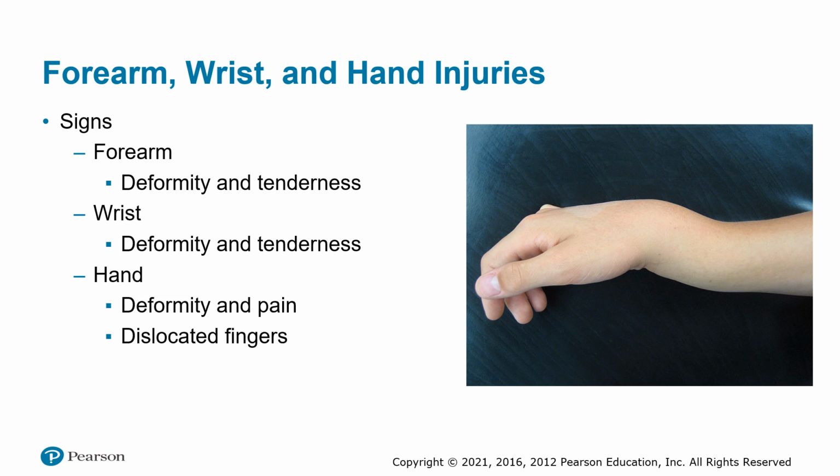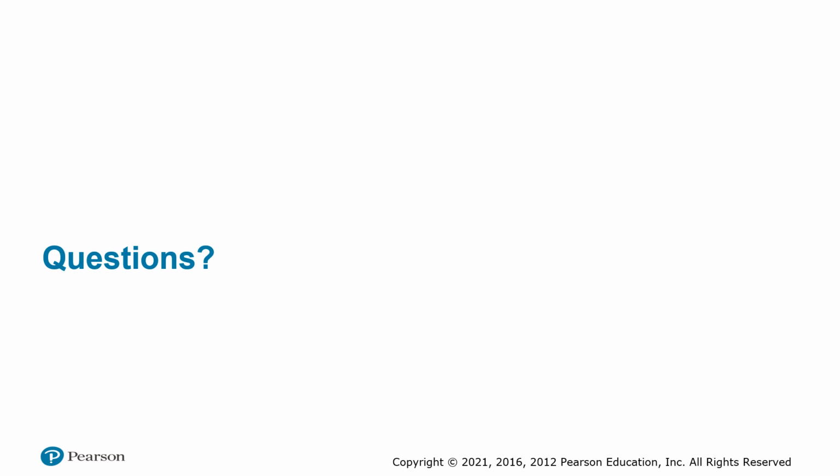Forearm, wrist, and hand injuries. So signs, again, any kind of deformity and tenderness. In the hand, it'll be deformity and pain. They may have some dislocated fingers as well. With a hand injury, we're going to just splint in that position of function or position found. And I'll show you how to wrap a wrist and everything like that when we do skills.